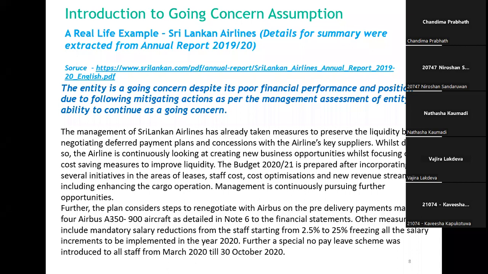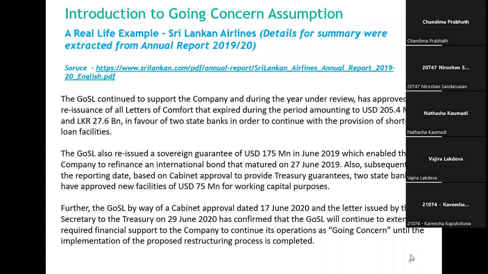Further, the plan considers steps to negotiate with Airbus on the pre-delivery payments made for Airbus A350-900 aircraft as detailed in Note 6 to the financial statements. Other measures included mandatory salary reduction from staff, starting from 2.5% to 25%, freezing all salary increments to be implemented in the year 2020. Further, a special no-pay leave scheme was introduced to staff from March 2020 till 30th October 2020. So these are the cost reduction measures. These are the mitigating factors based on their assessment of going concern.